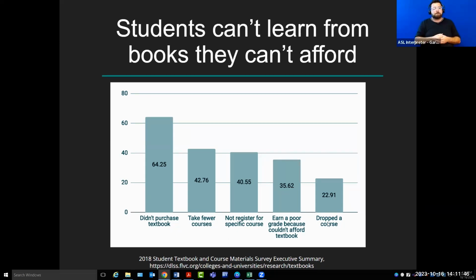Sometimes they will drop the course, they'll make it before that drop deadline, but sometimes they will not make it. They won't be able to drop the course, or they'll be stuck in the course after the drop deadline, and then they'll end up earning an F in the course. So these are things that happen many times to students.